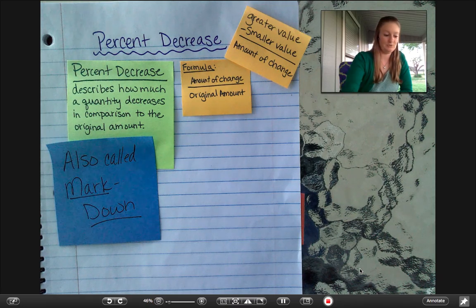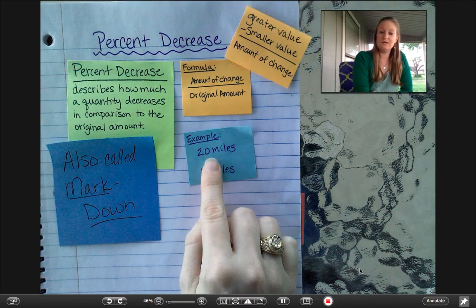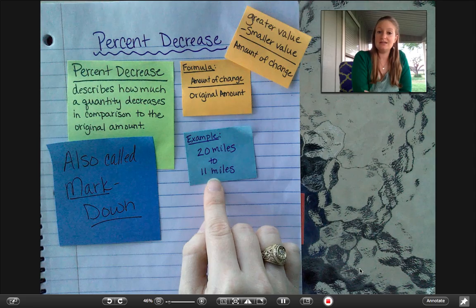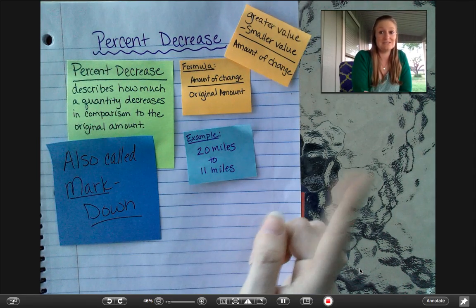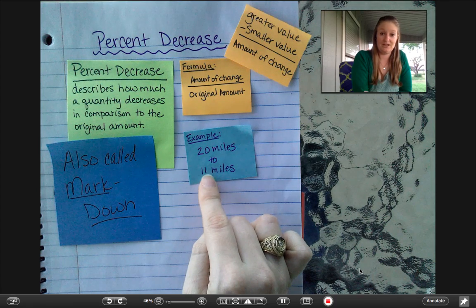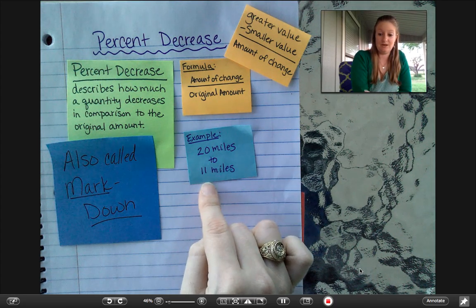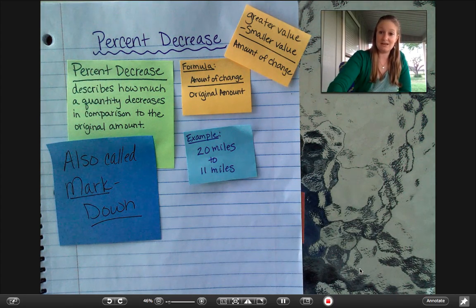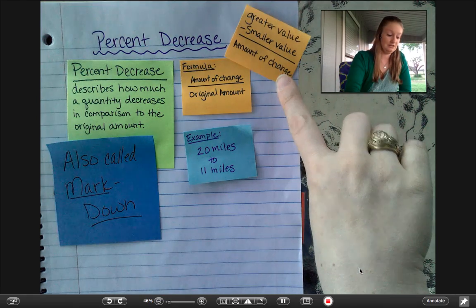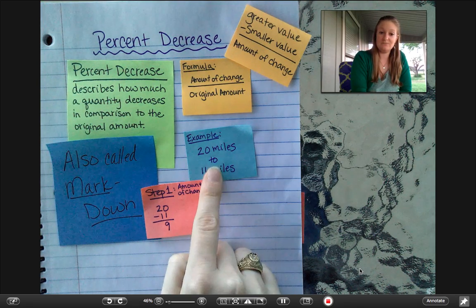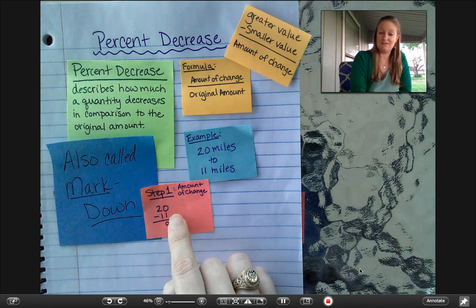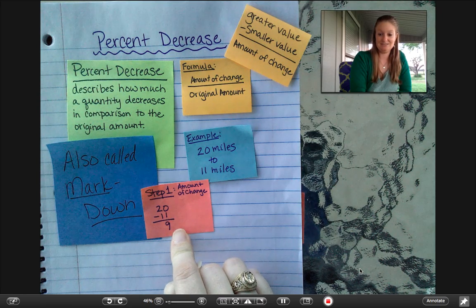Okay, so let's try an example. If we have 20 miles and it's changing to 11 miles, see, instead of getting bigger, this time it's getting smaller. Okay, 20 miles to 11 miles. So our first step is to find the amount of change, which is to subtract. Okay, so step one, our amount of change is 20 minus 11, which gives us 9.